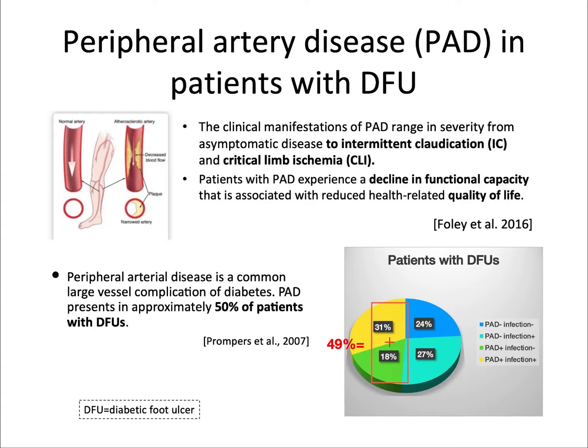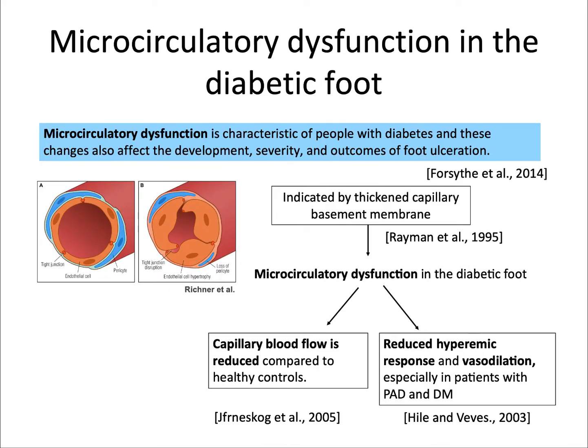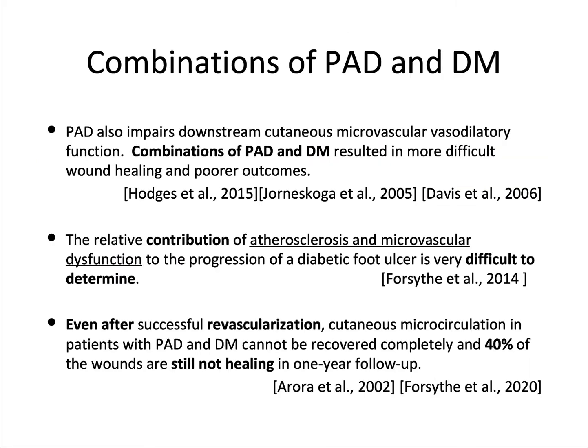Patients with PAD experience a decline in functional capacity and reduced quality of life. According to Plumper, about 50% of the patients with diabetic foot ulcer also have peripheral artery disease because diabetes is associated with atherosclerosis. And microcirculatory dysfunction is characteristic of diabetes. It reduces capillary blood flow, reduces hyperemic response, and vasodilation, especially in patients with PAD and diabetes. PAD also impairs downstream cutaneous microvascular vasodilation function.